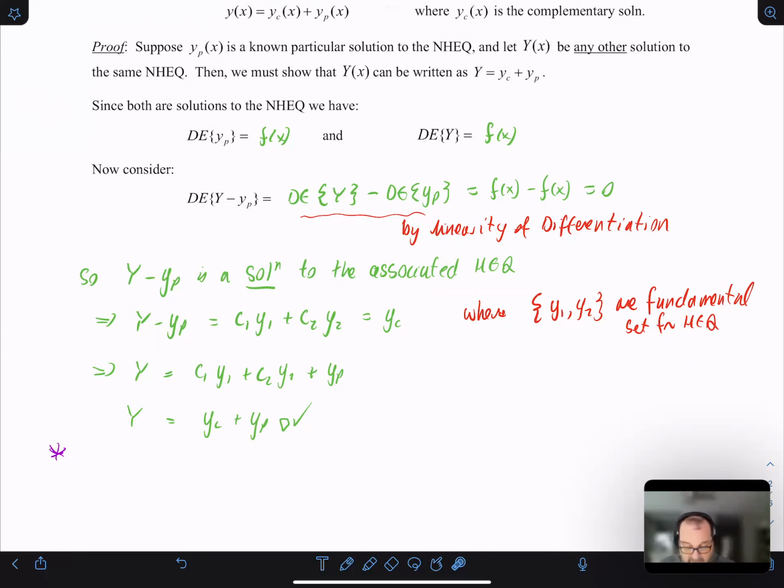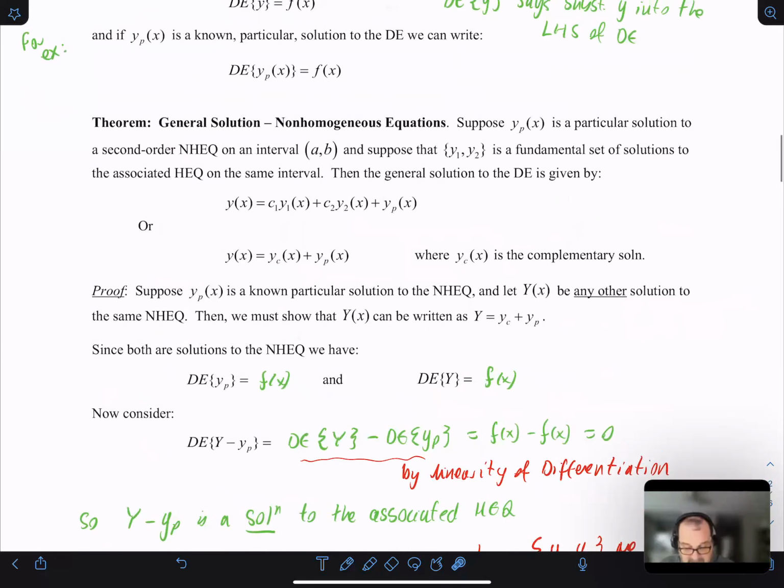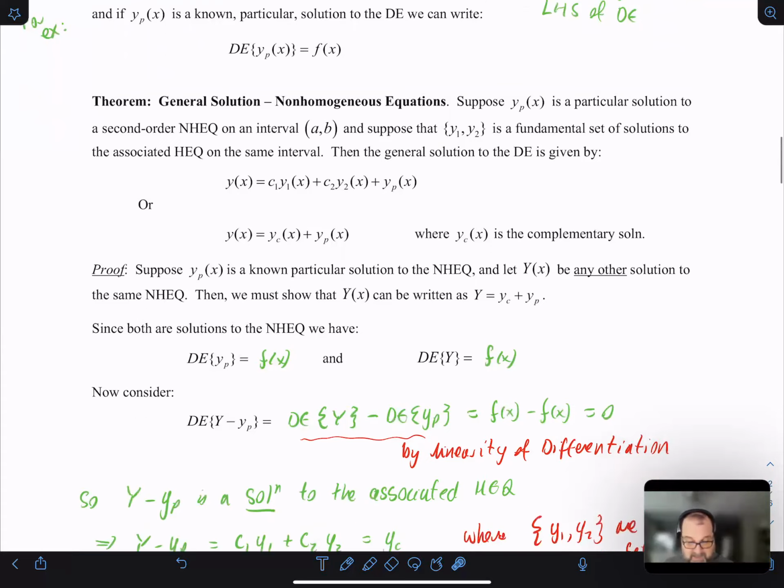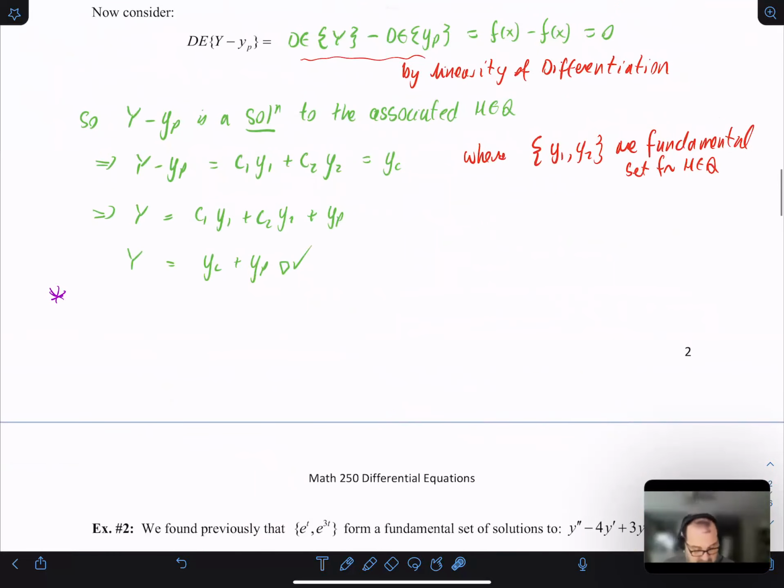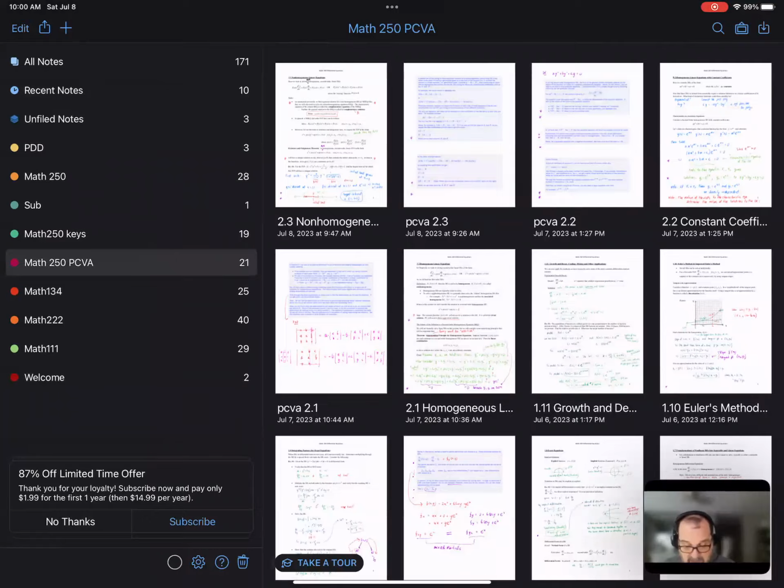The big, hopefully obvious question remaining is, where does this y sub p come from? In order to do this process, we already know how to find y sub c. We need to figure out where to find a y sub p from. And again, we are not fussy. It can be any particular solution. So that sounds like it shouldn't be too hard, but it is a little tricky. So we will talk about how we do that in the remainder of this packet and in the next section as well. Moving on then, some prerequisites that we will need to do this.